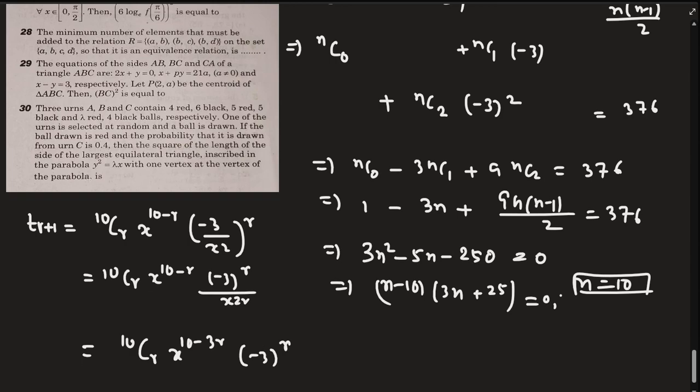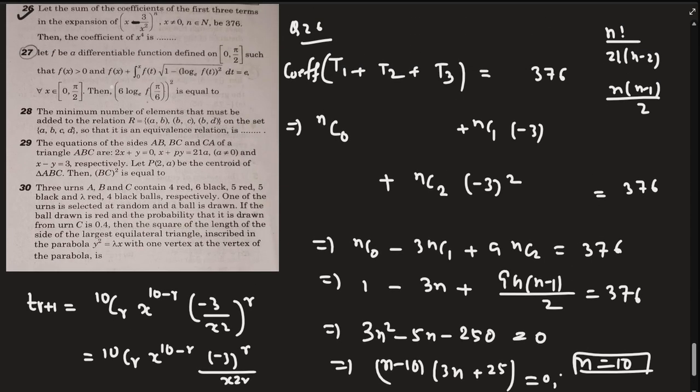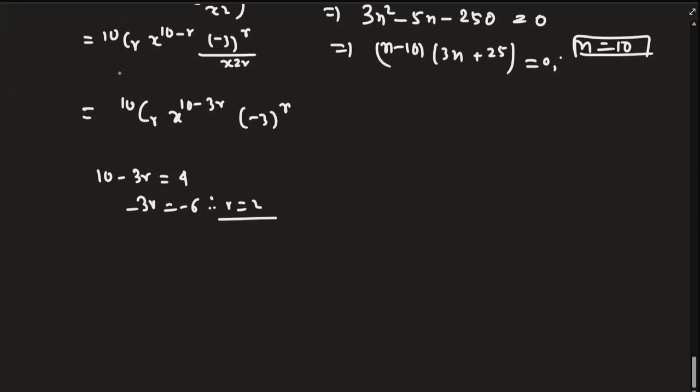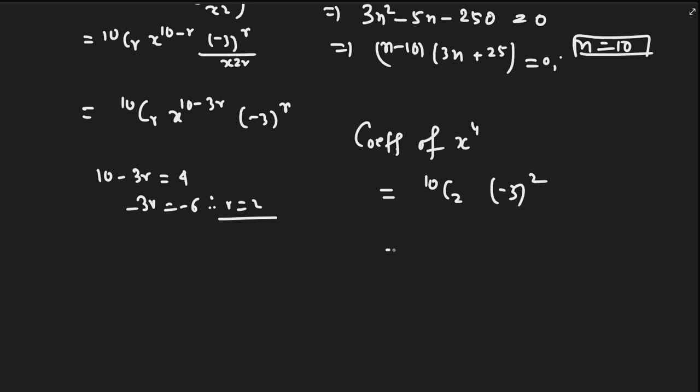What they are asking in the question is to find the coefficient of x^4. So the coefficient of x^4 is equal to 10C2 times (minus 3)^2. That means 9 times 10C2. The 10C2 value you can find out, it is nothing but 45. So 9 into 45, the answer is 405.